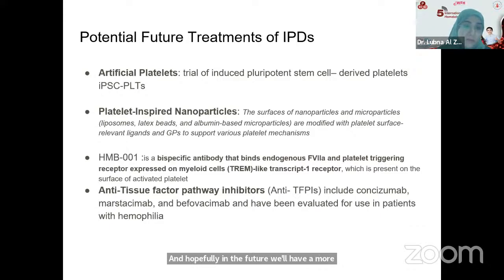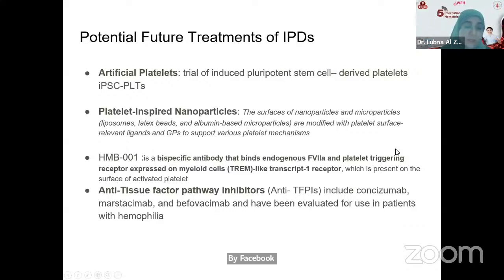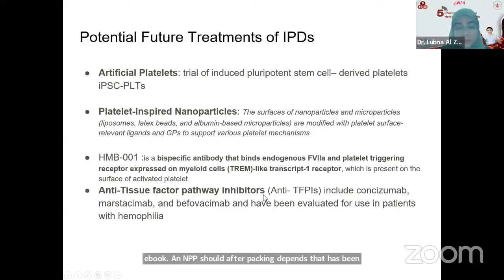So there's some potential future treatment for inherited platelet disorder under investigation, such as artificial platelets, platelet-inspired nanoparticles, biophysical antibodies that bind to the factor 7 and anti-tissue factor pathway inhibitors that have been studied very well for hemophilia patients. However, it is now considered to be studied also for inherited platelet disorder.